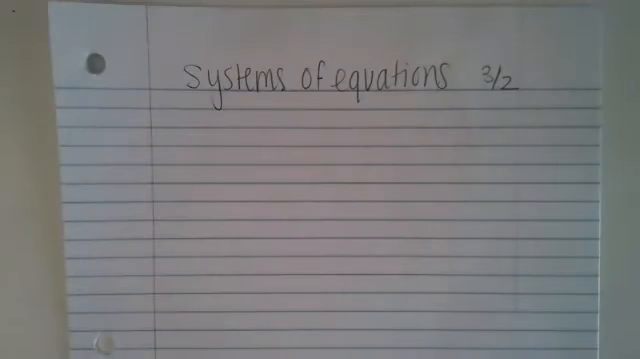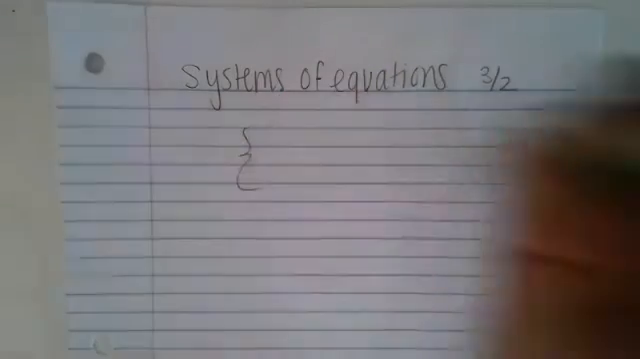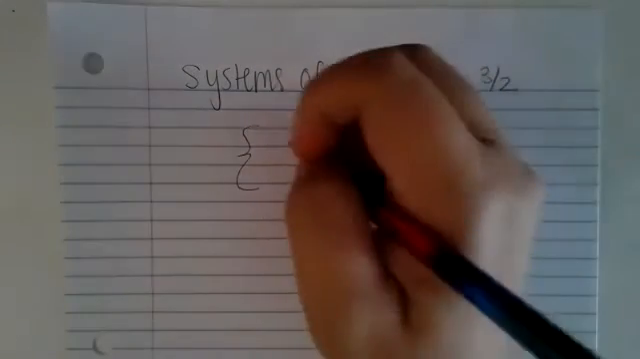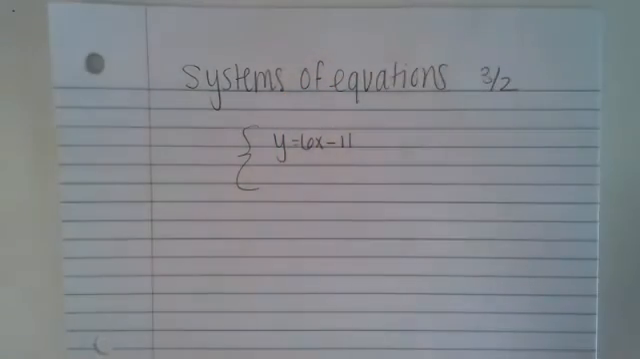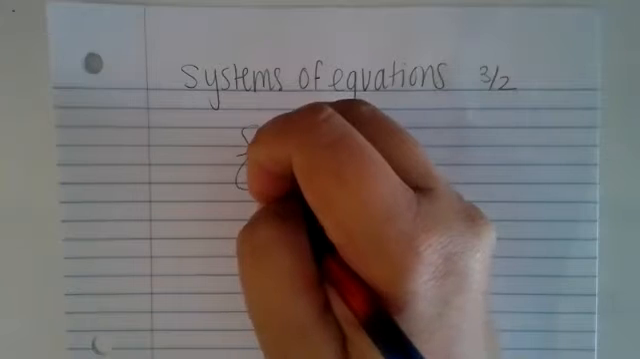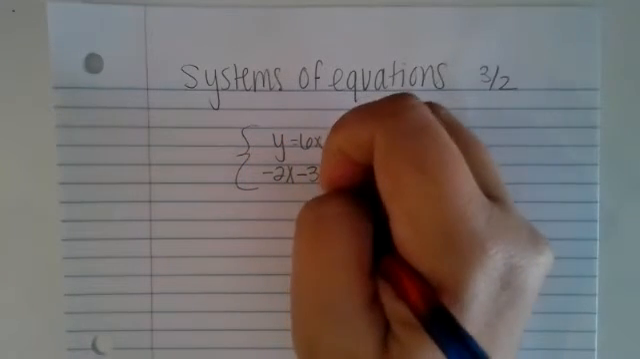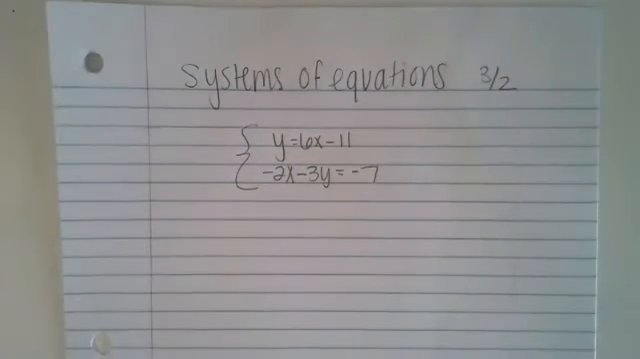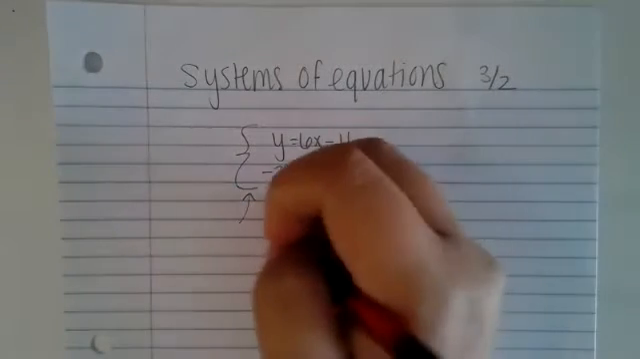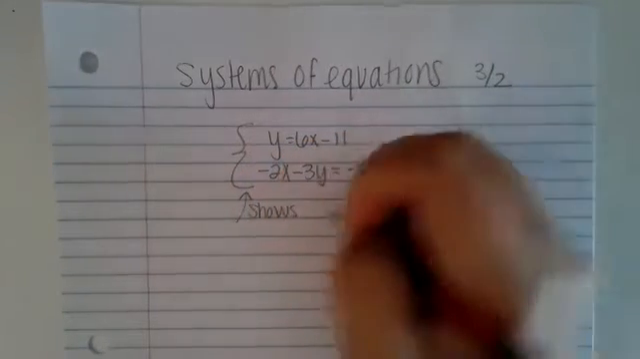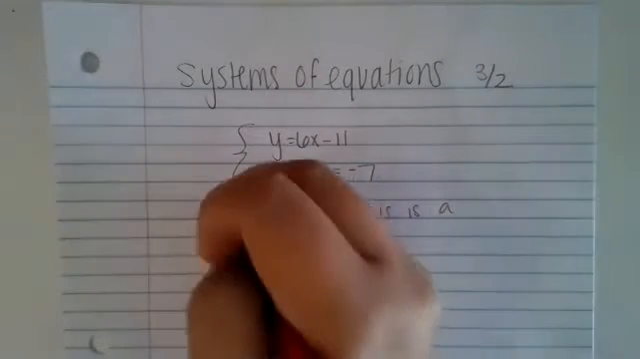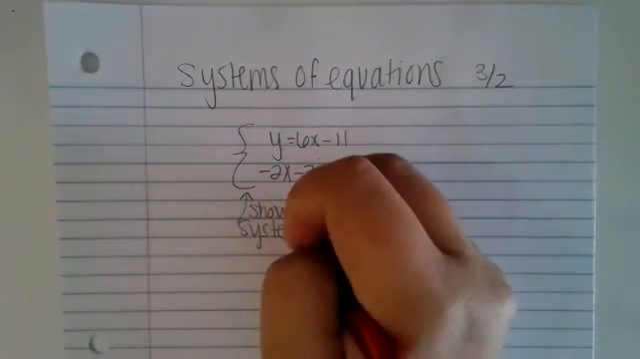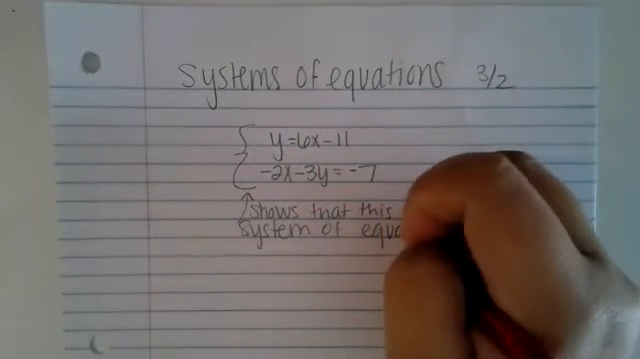So when we identify that we have a system of equations that we will be solving, they're represented with this brace and then two equations. So I have y equals 6x minus 11, and I have negative 2x minus 3y equals negative 7. So this brace out in front shows that this is a system of equations.